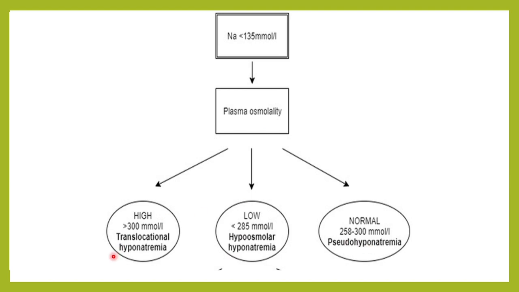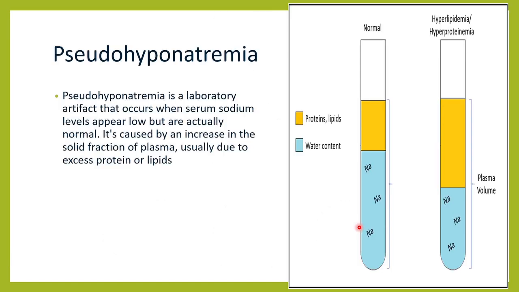In some conditions you might get a normal osmolality, while the patient is having low sodium. This can happen in pseudo hyponatremia. So in pseudo hyponatremia, if this is normal, you can see the water content and here you can see the plasma volume. In hyperlipidemia or hyperproteinemia or hyperglycemia, this plasma volume will be expanded and the sodium appears less.